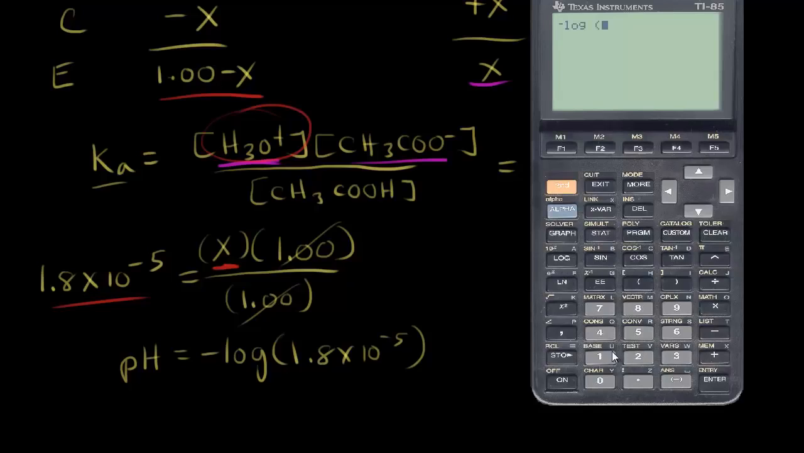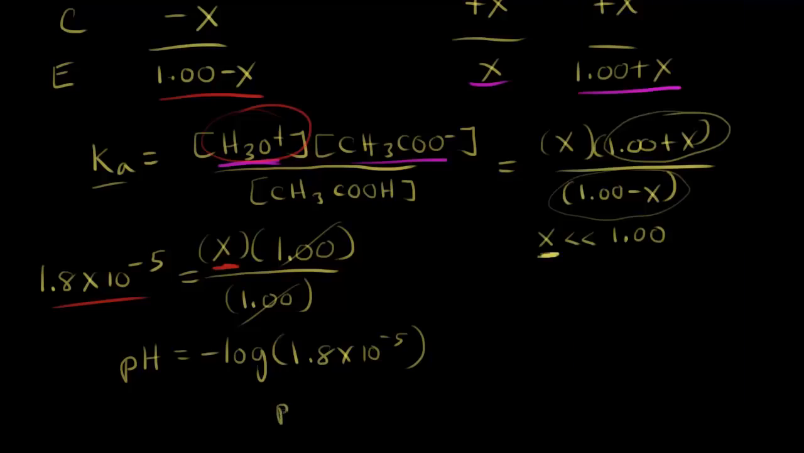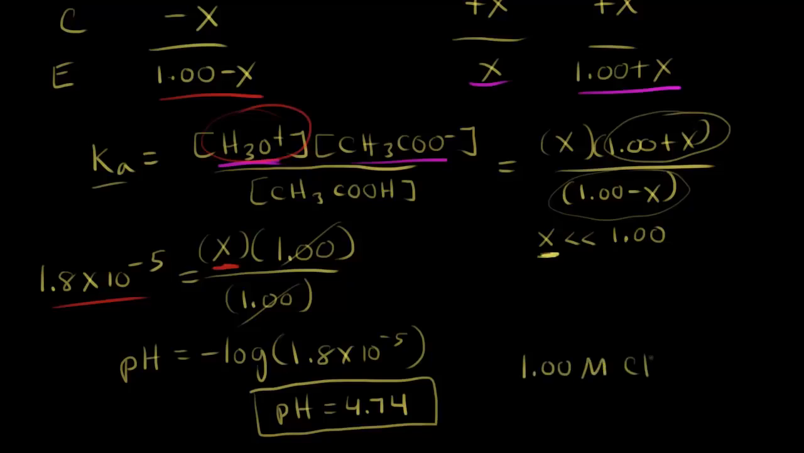Negative log of 1.8 times 10 to the negative 5 is equal to 4.74. So our pH is equal to 4.74. Now, if you go back to the video on weak acid equilibrium, we calculated the pH for a 1.00 molar solution of acetic acid only. And the pH for that came out to be 2.38. So this is because we didn't have any other acetate anions present here.